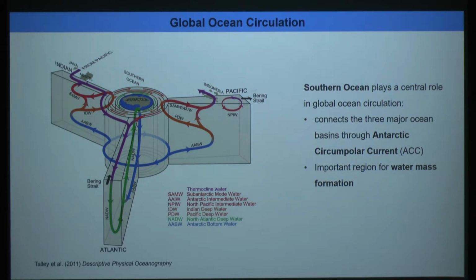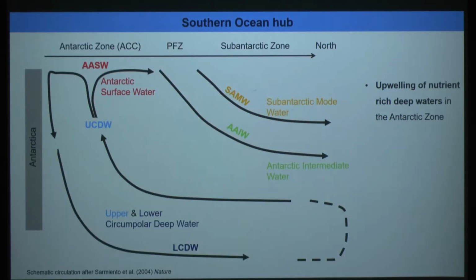So if we zoom in further into this one, just to simplify things, because this circulation is rather complicated. This Southern Ocean hub where everything gets transferred through is actually, in terms of circulation, relatively simple. So this is following the Sarmiento paper from 2004, which has really been on the forefront of all of these discoveries of nutrient and trace metal distributions in the ocean.